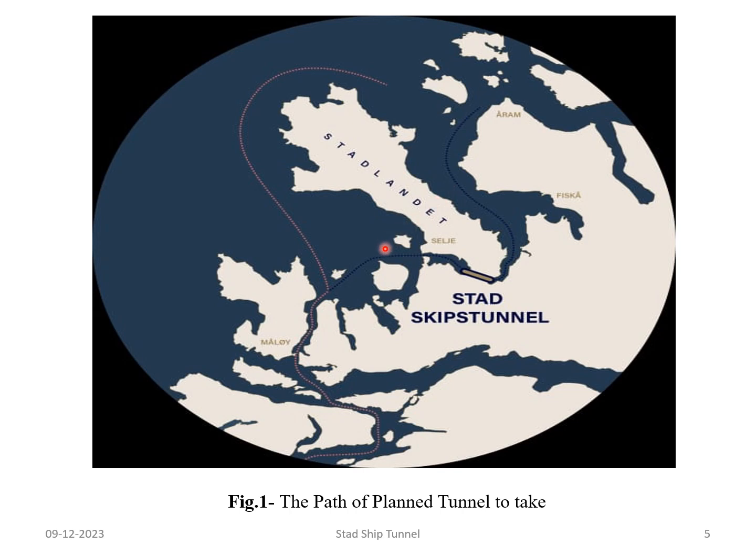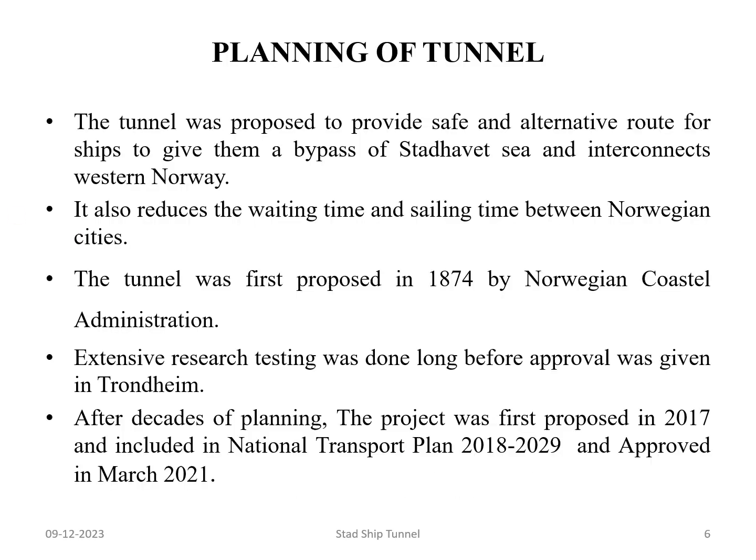A tunnel is proposed at the narrowest part of Stad, and this is the location of the tunnel. This tunnel is proposed to bypass and avoid the Stad Sea, and the length of the tunnel is 1.7 km. The tunnel was proposed to provide a safe alternative route for ships, giving them a bypass of Stad Sea and interconnecting western Norway. This tunnel also reduces the waiting time and sailing time between Norwegian cities.